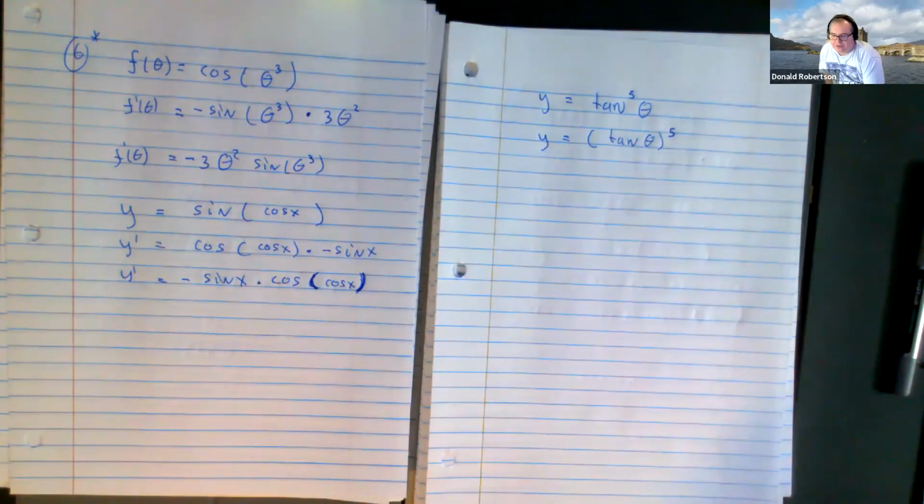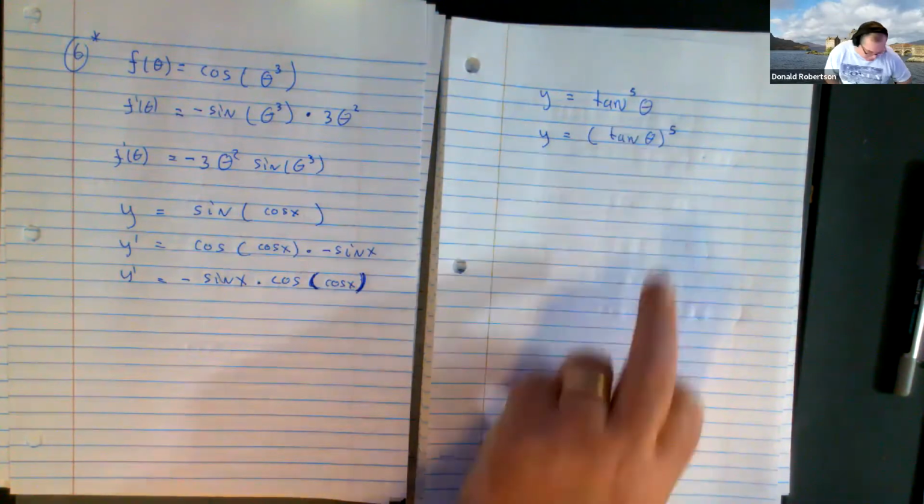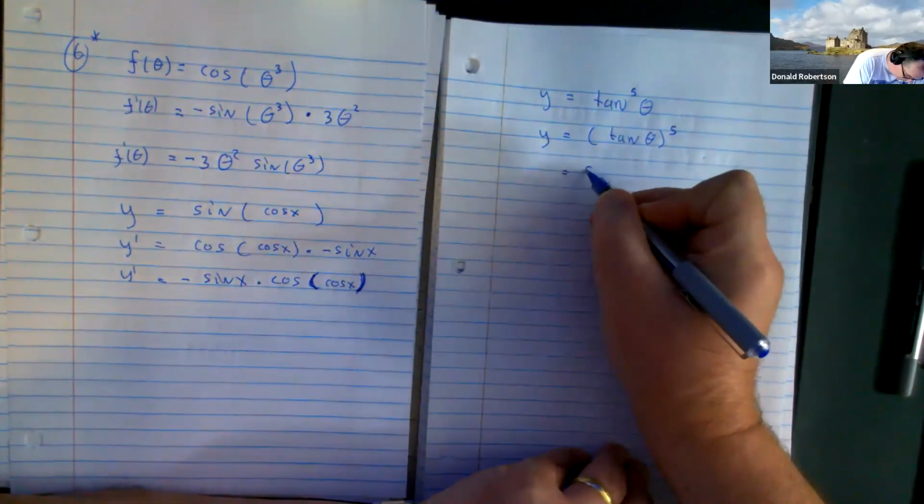Can you see the something? The inside function is tan theta. Is it clearer now? The inside function. So this is basic, isn't it? Just another power rule. Multiply by the power and reduce it by 1.